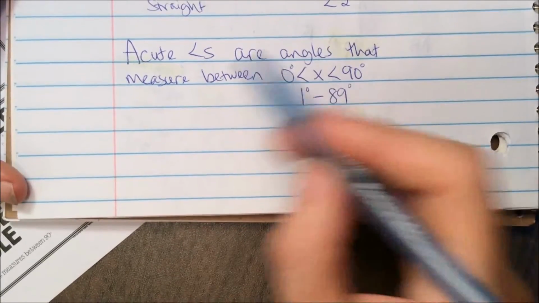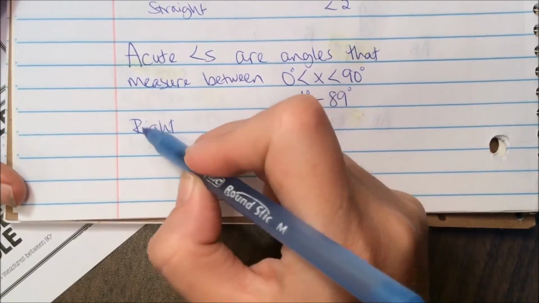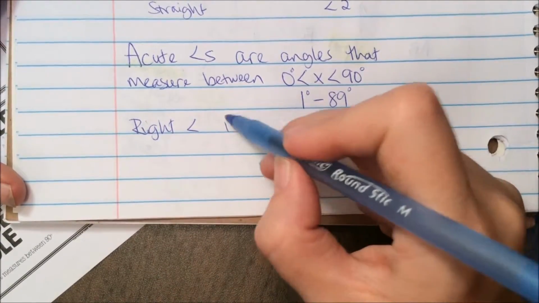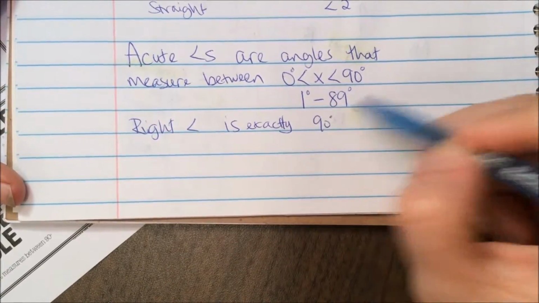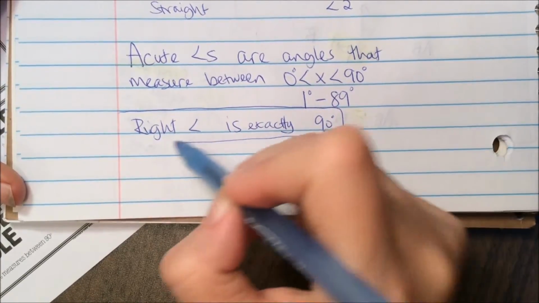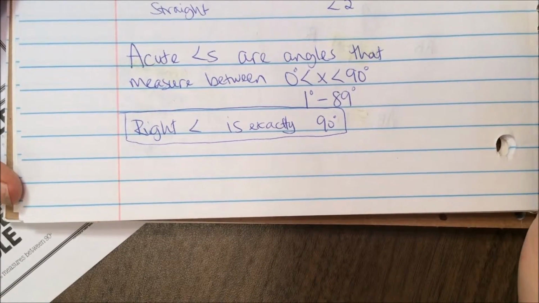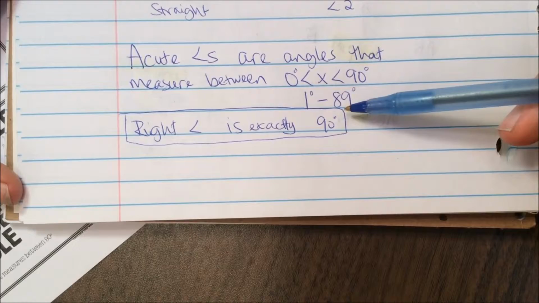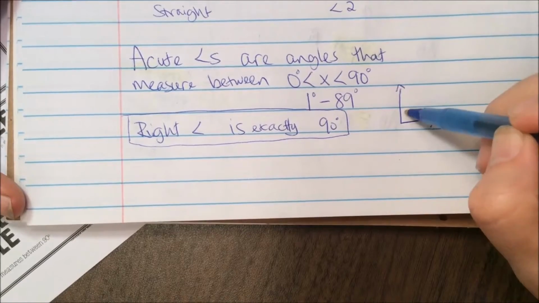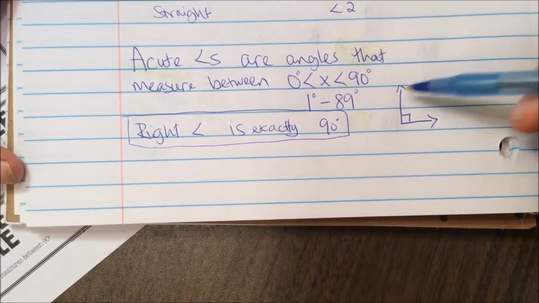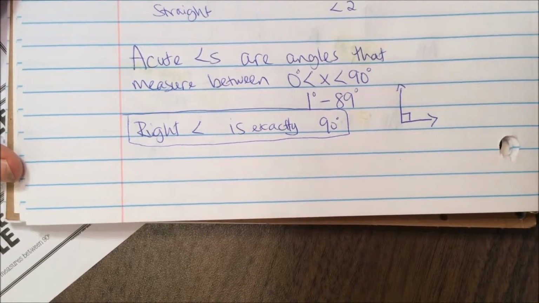All right, a right angle is exactly 90 degrees. This one is a special one because it can't be anything else. It can't be 90.1, it can't be 91 degrees, it can't be 95 degrees. It has to be 90 exactly. And you can tell that it's 90 because it always puts a little box there, like a little tiny square. And that means 90 degrees.